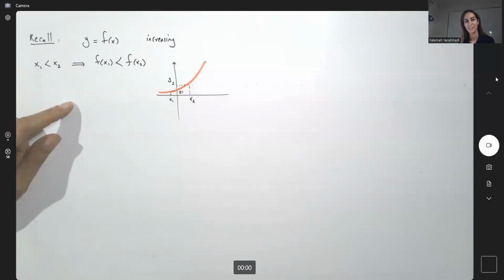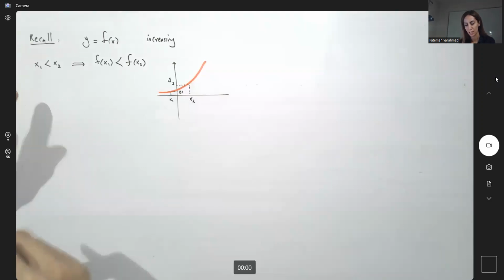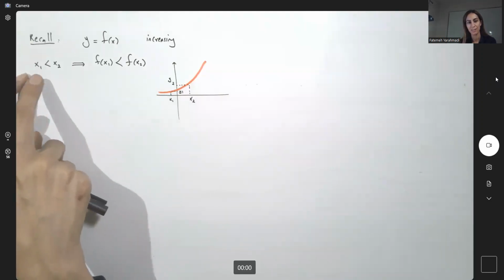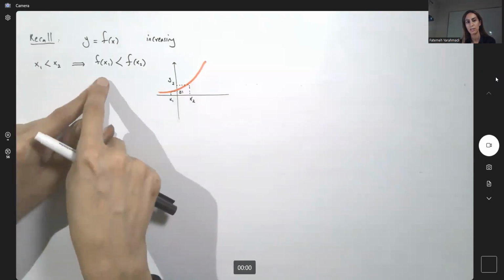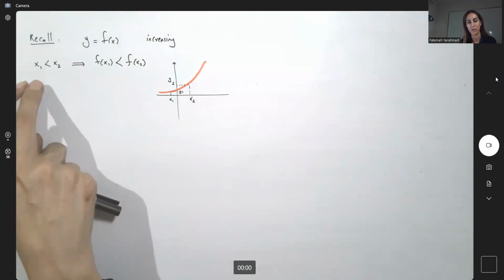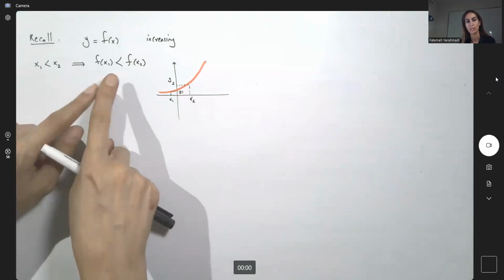Recall that in calculus, you learned that a function is called increasing if, as x values on the x-axis increase, you see an increase in y value. So as long as x1 is less than x2, your y1 is less than y2.